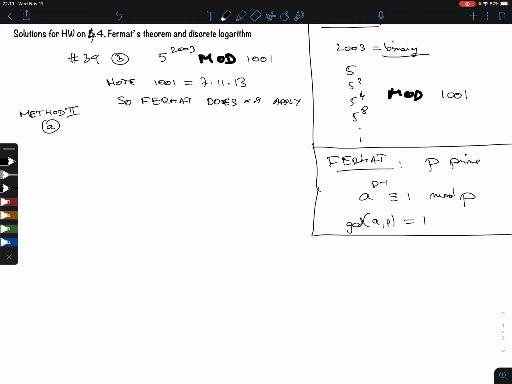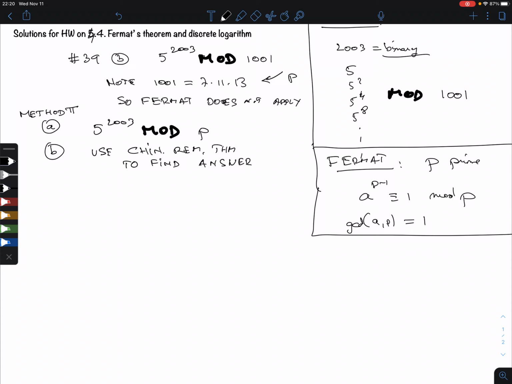What you're going to do is two things. Step 1, the A step: you calculate 5 to the 2003 mod each of these primes P that we have here, so 7, 11, and 13. And then you use the Chinese remainder theorem to find the answer.